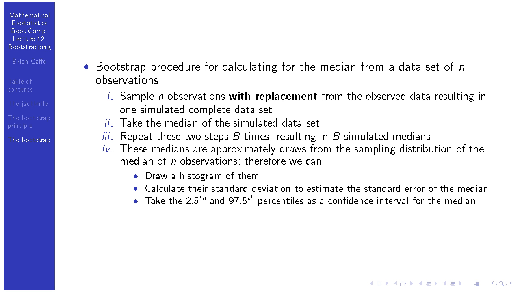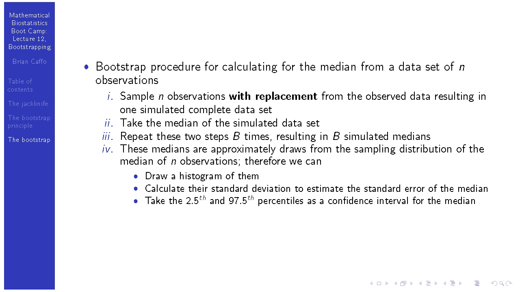Then these medians, well, let's say they're approximately draws from the sampling distribution of the median of n observations. And they're exactly draws from the sampling distribution of the median of n observations from the distribution of the observed data, but we're going to say that's approximately equal to the sampling distribution of the median of n observations drawn from the population distribution. That's the leap of faith we're making: that this Bootstrap process approximates what we'd get if, instead of drawing from the observed data, we were drawing from the actual population distribution.